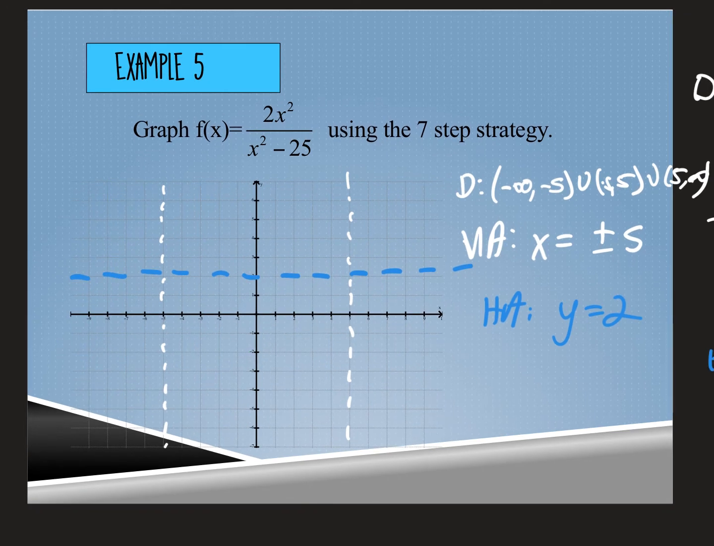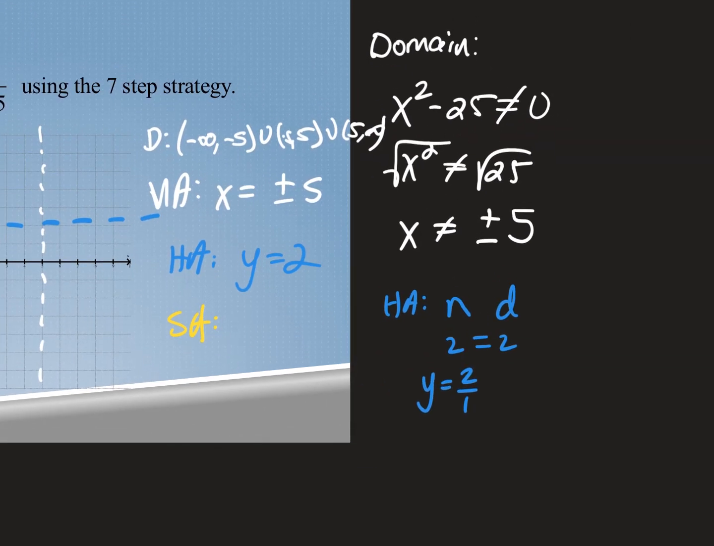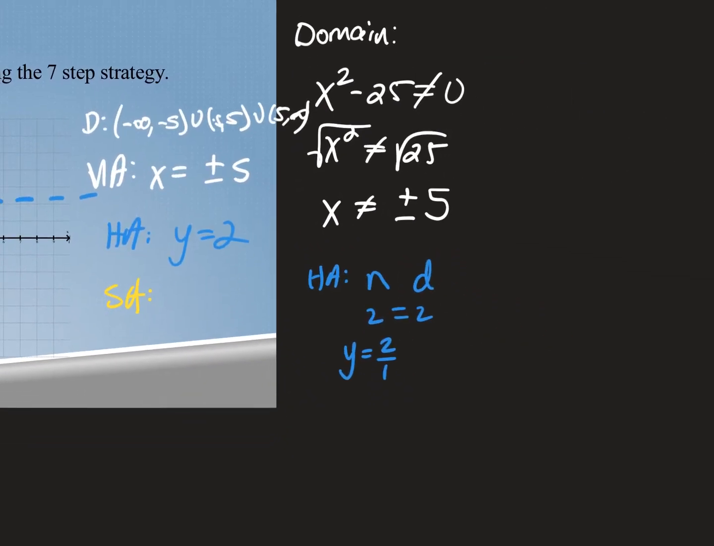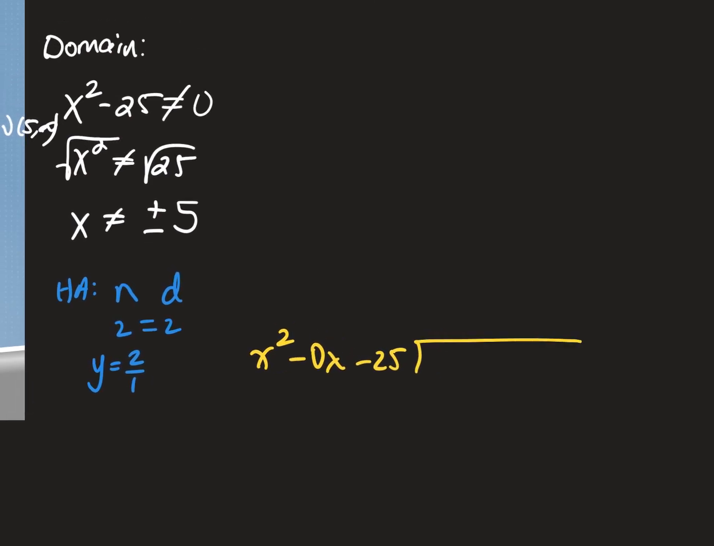All right, slant asymptotes. Remind me again, look at your cheat sheet. How do you find slant asymptotes? Long division. So I'm going to say x squared minus x minus 25 into what? 2x squared? Okay. So first term into first term.